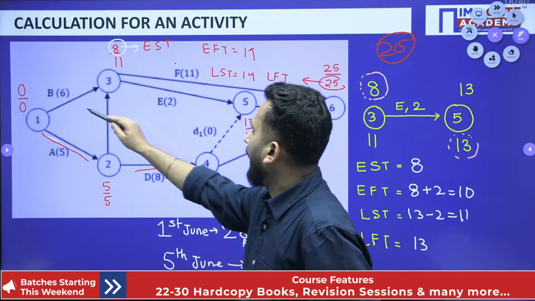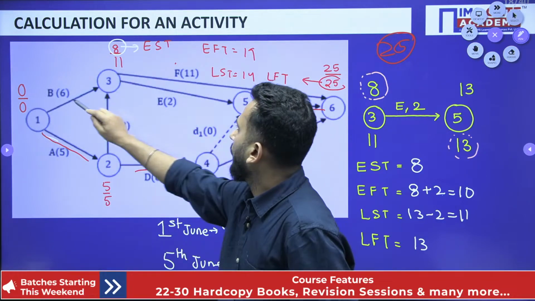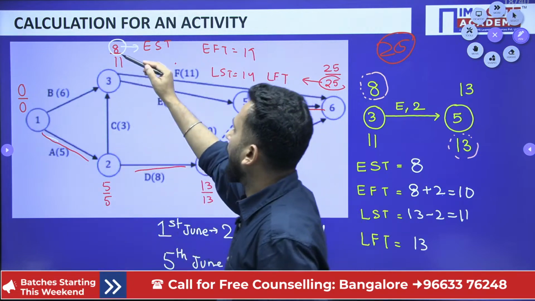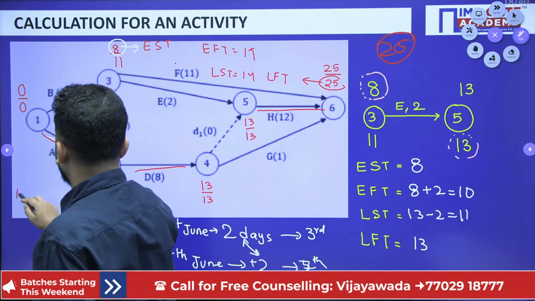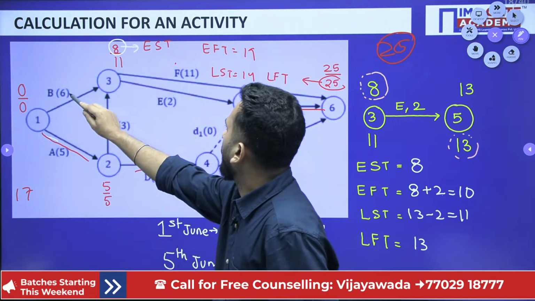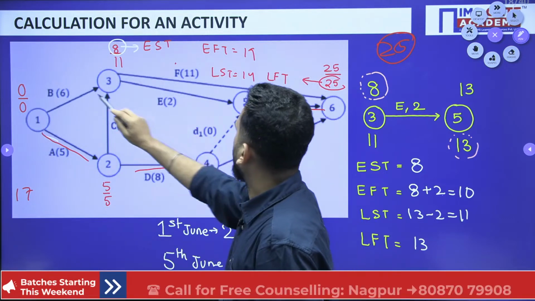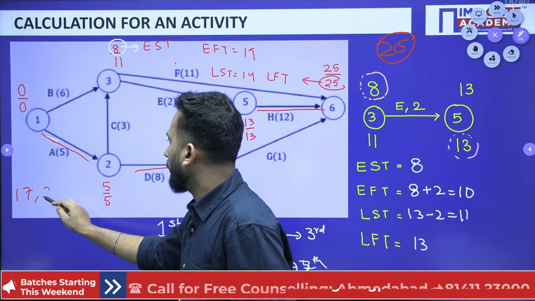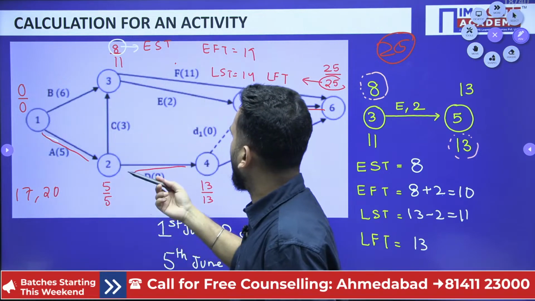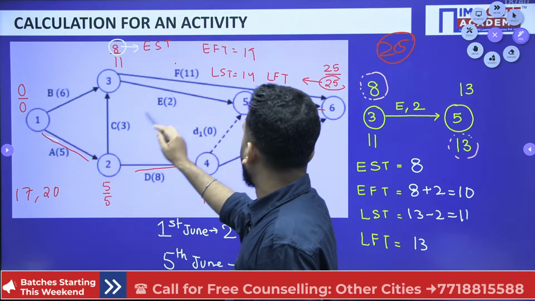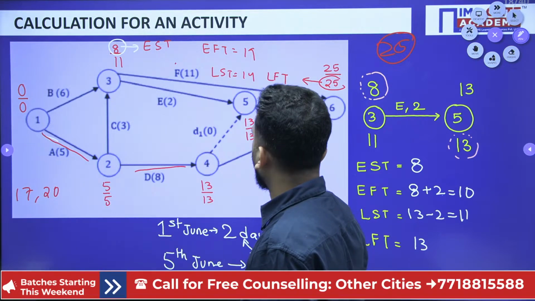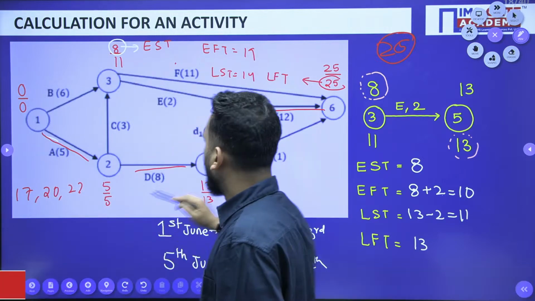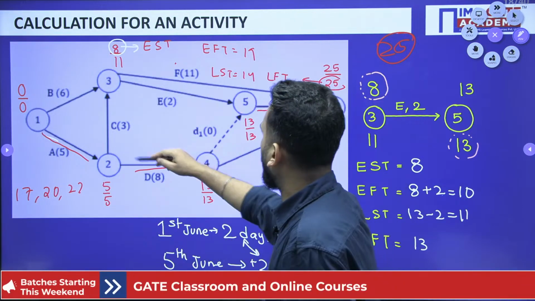So let's say I am checking out the first one. That means 1, 3 and 6. So 11 plus 6, 17. Then 1, 3, 5, 6. So 6 plus 2, 8. 8 plus 12, 20. One option is 20, one option is 17. Then 5, 3, 8, 8 to 10. 10 and 12, 22. One option is 22. So many options are there, but 25 is my answer because it's the longest path in the network.